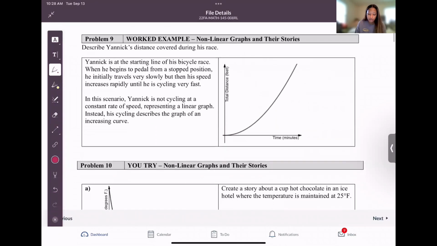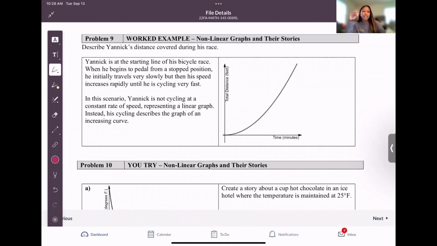Then let's move on to problem 9. This one's done for us, and this is just an example of a non-linear story that might be told. Yannick is at the starting line of his bicycle race. When he begins to pedal from a stopped position, he initially travels very slowly, but then his speed increases rapidly until he is cycling very fast.